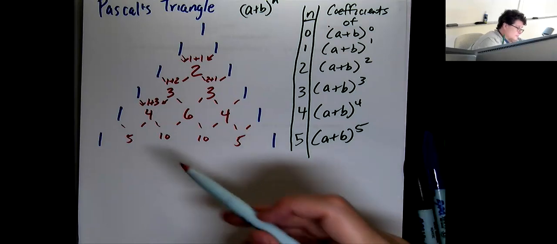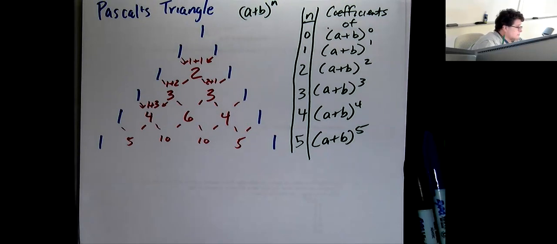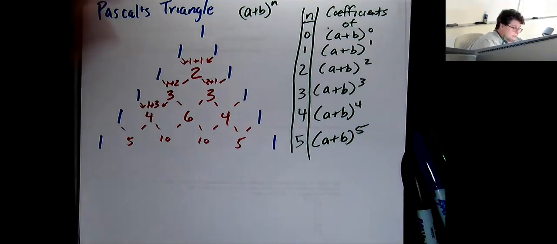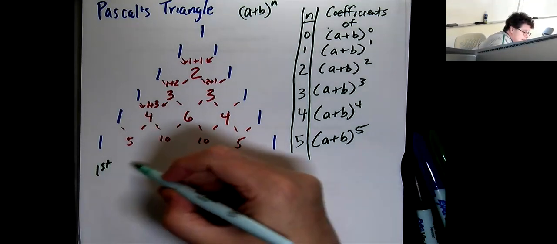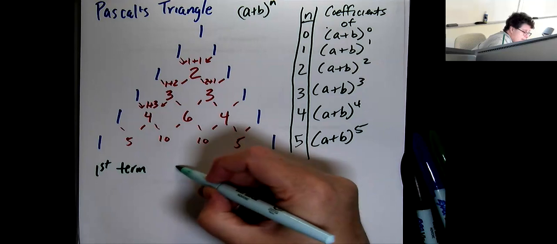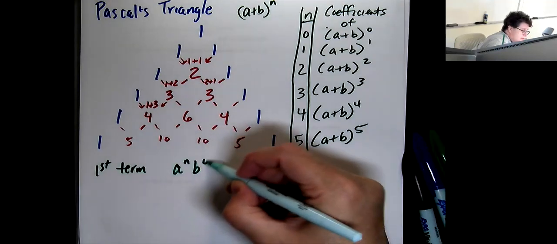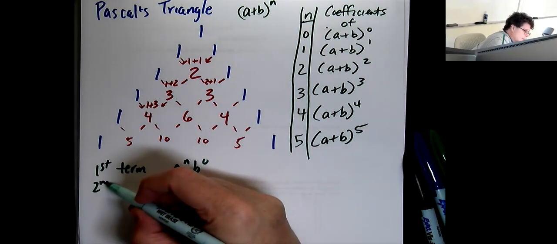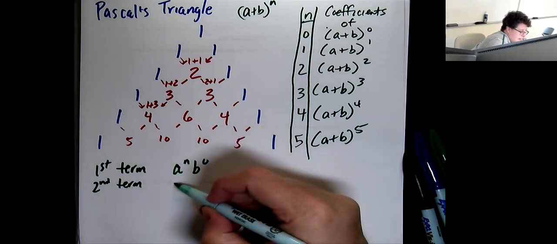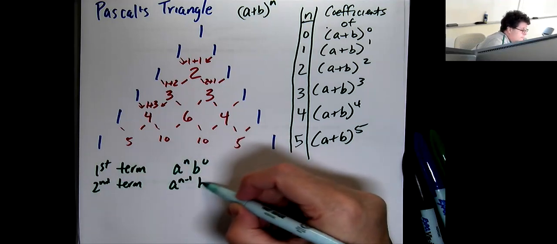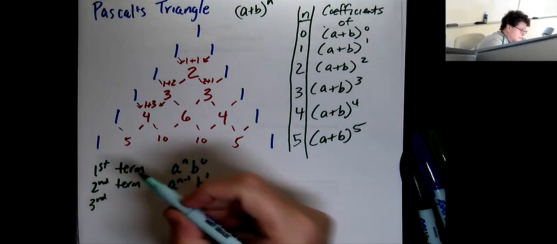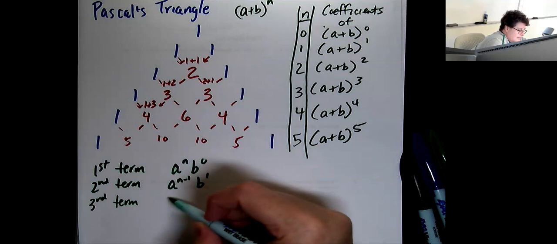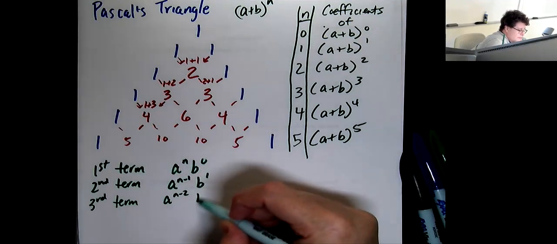So these are coefficients, and the triangle can go further as long as you need it to go. Now, how does this work? The first term has a to the n, b to the 0. The second term is a to the n minus 1, b to the first power. The third term is a to the n minus 2, b to the second power.